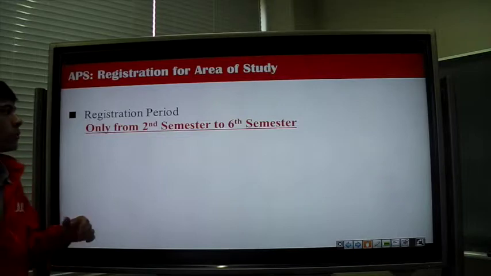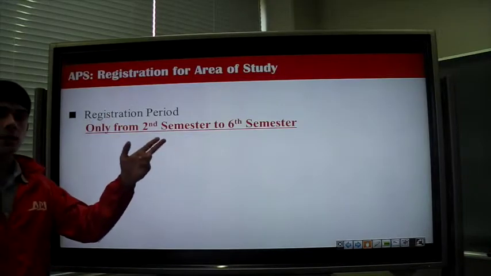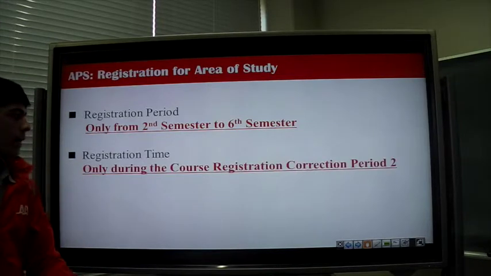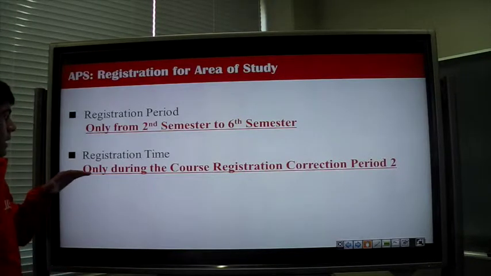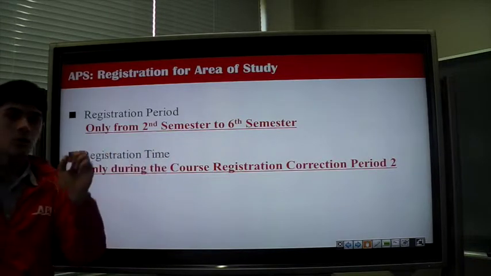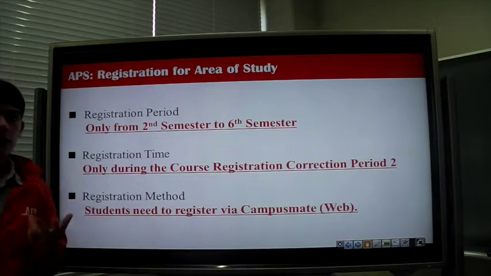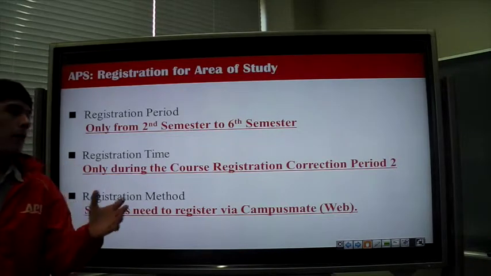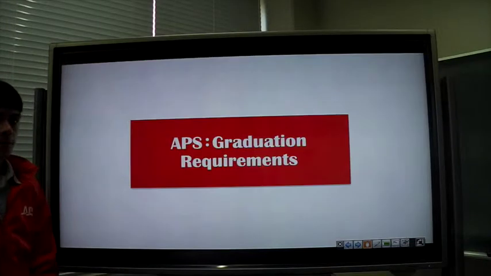For APS students, you can register for area of study from your 2nd semester until your 6th semester. So this period is for you to choose your area of study. From this new curriculum, the students can choose the area of study only during the course registration correction period 2. And the method is that you can register your area of study via CampusMate web. We will explain the correction periods and how to use CampusMate later on during our guidance.